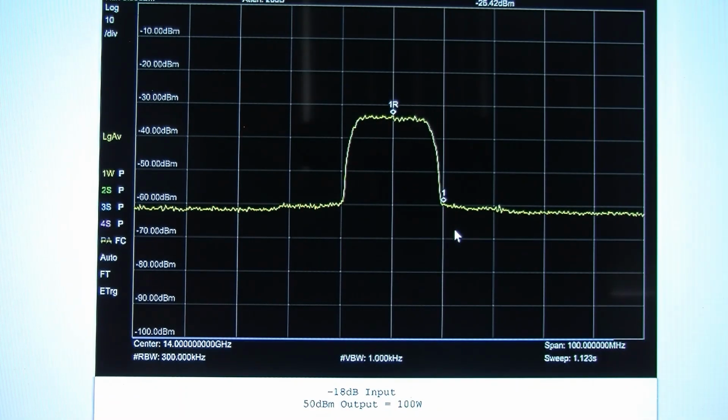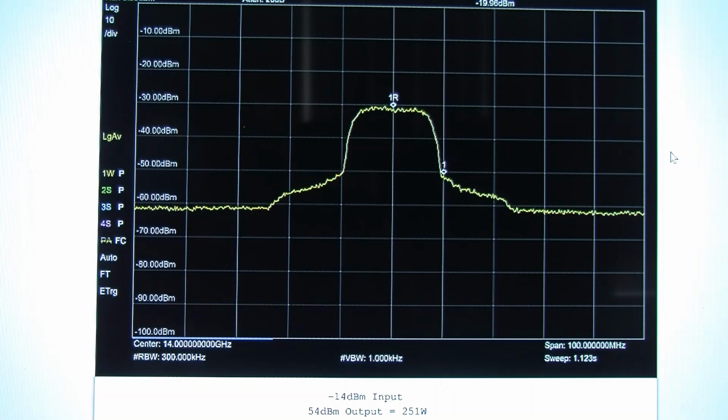Once again, at the negative 18 input, this was perfect. This was a perfect carrier to noise, 26.42. Everything looking good here. No distortion. Should be an excellent feed. This one, not so much.